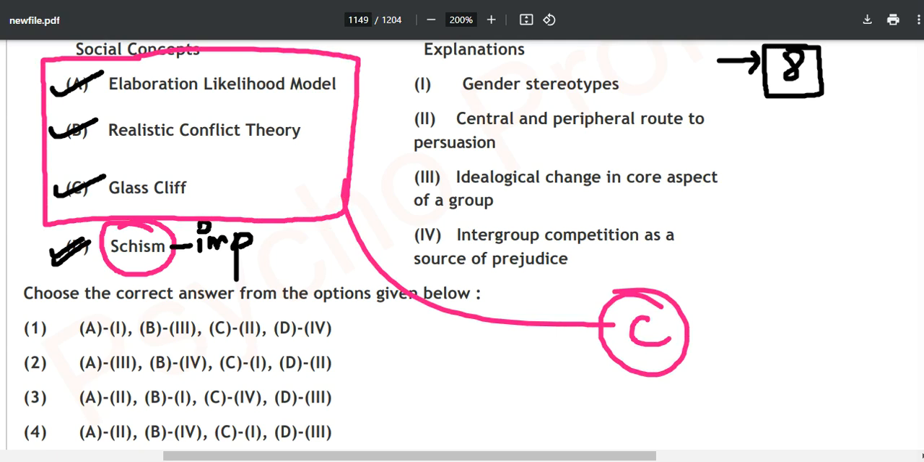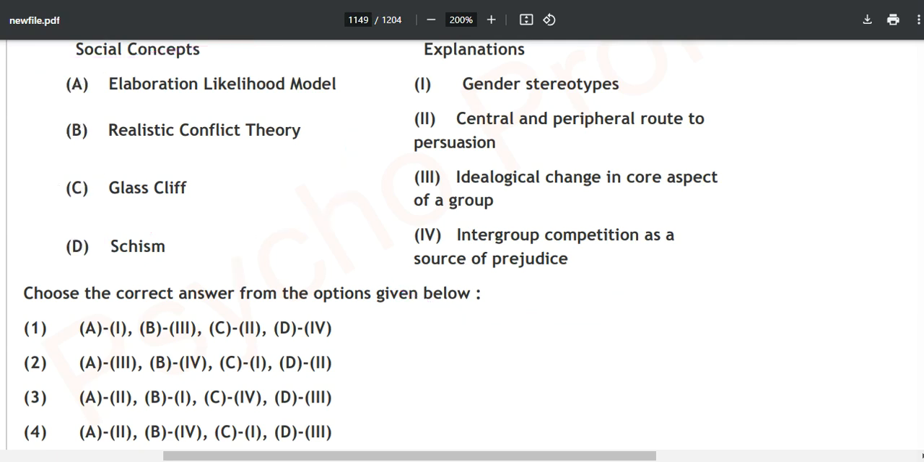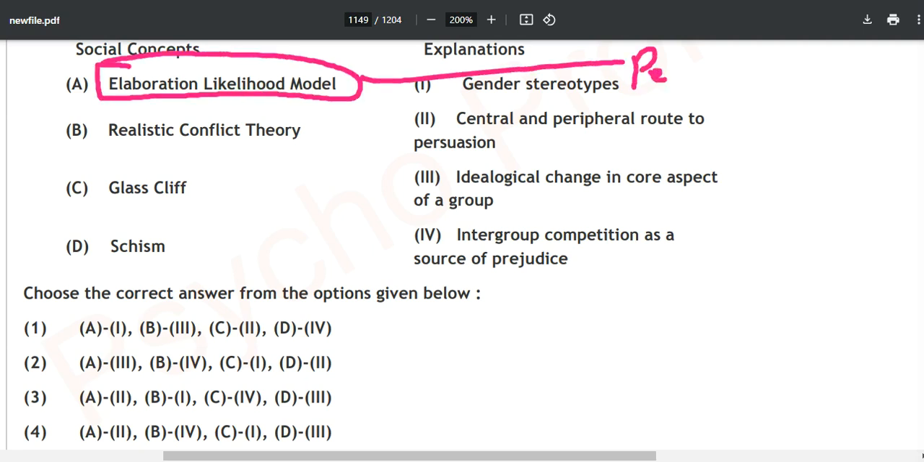Now it's time to explore this question. These are social concepts and the explanations are also given over here. By the way, you are watching Premium 2.0. Welcome to the channel. Now let's start with the elaboration likelihood model. Go to the C book and read this thing given by Petty and Cacioppo in 1980.